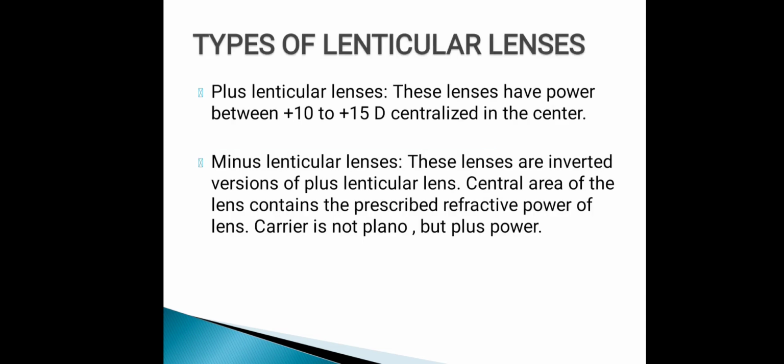You can see this. Basically lenticular lenses are divided into two parts: one is plus lenticular lenses, one is minus lenticular lenses. Plus lenticular lenses have power between plus 10 to plus 15 centralized in the center, and minus lenticular lenses are the inverted version of plus lenticular lenses. The central area of the lens contains the prescribed refractive power, whatever prescription we are giving, and the carrier is not plano, but it is in plus power. But you remember, in case of plus lenticular lens, the carrier will definitely be plano all the time.